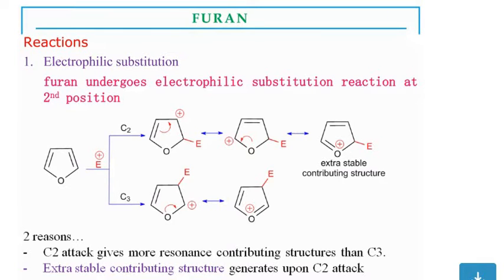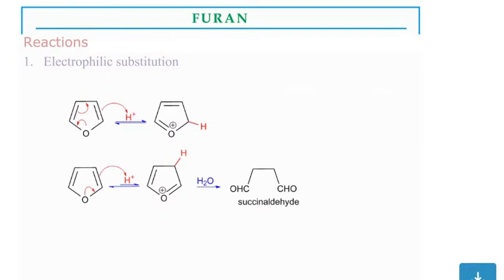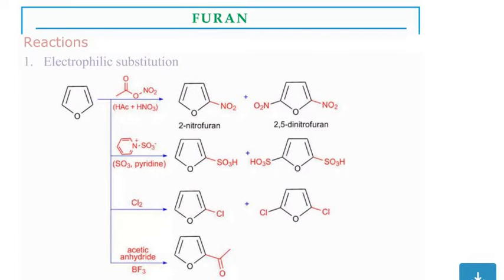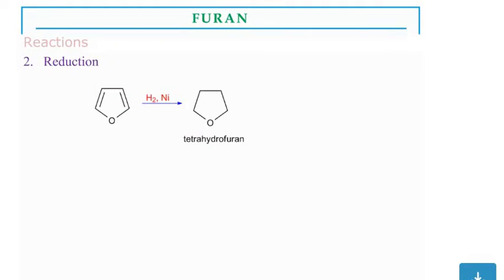Electrophilic substitution, furan undergoes electrophilic substitution reaction at the second position. So C2 attack gives more resonance contributing structures than C3, extra stable contributing structure is generated on C2 attack. So C2 is very important. Electrophilic substitution, you can see it reacts with protons, and after ring opening it gives succinaldehyde. Now electrophilic substitution at 2 position: 2-nitrofuran and 2,5-dinitrofuran, same as sulfonic acid, chlorination at 2 positions, and with acetic anhydride an acetyl group at the second position. Reductions, tetrahydrofuran.